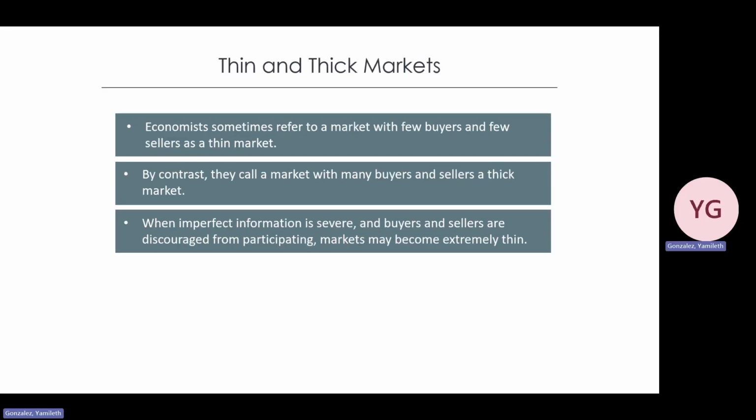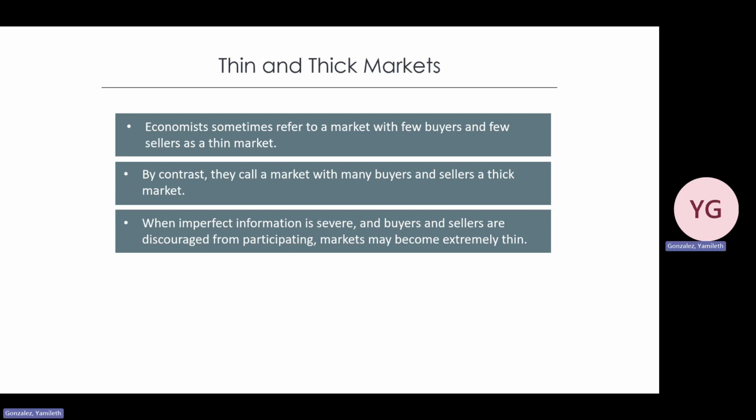Thin and thick markets. Some important points to keep in mind when we talk about thin and thick markets are that economists sometimes refer to a market with few buyers and few sellers as a thin market. By contrast, they call a market with many buyers and sellers a thick market. When imperfect information is severe and buyers and sellers are discouraged from participating, markets may become extremely thin.